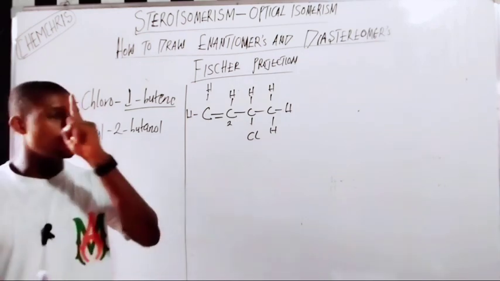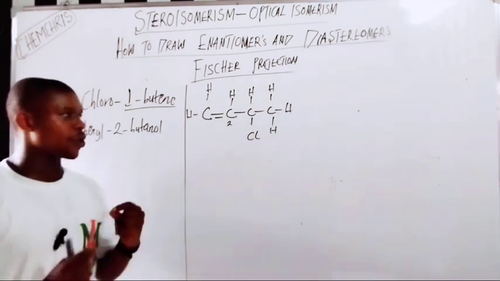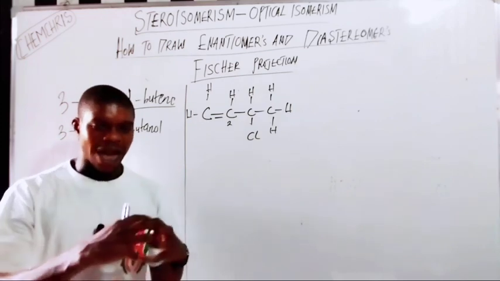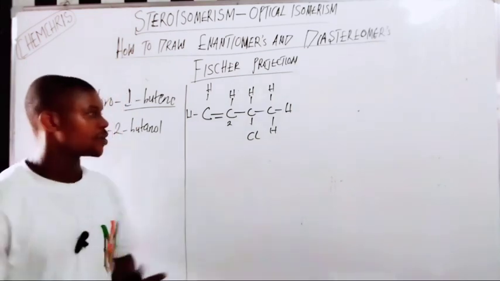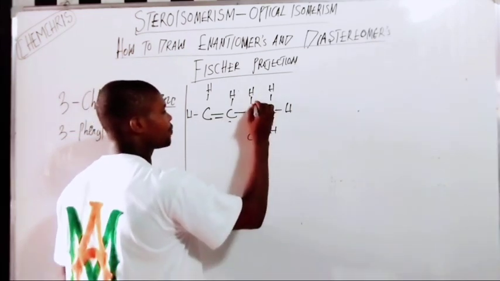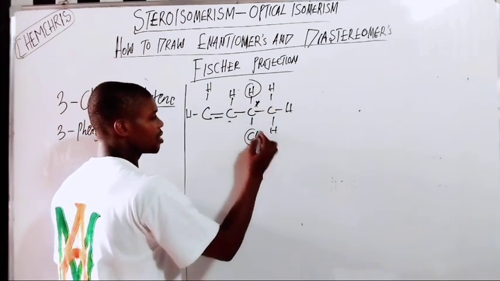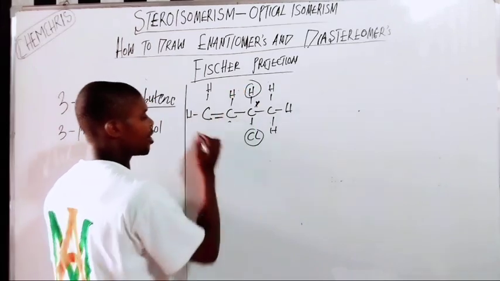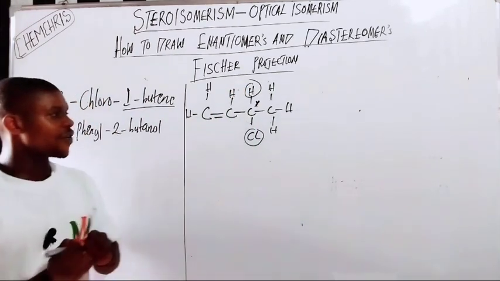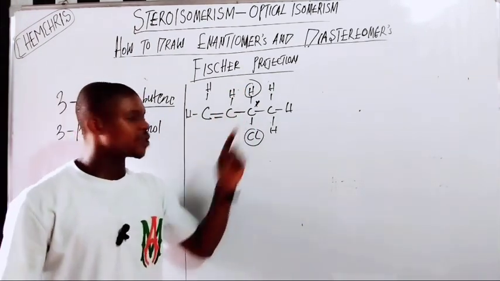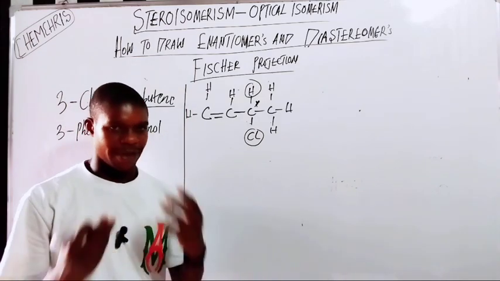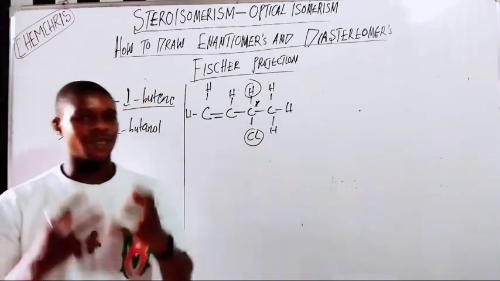Now, here we have only 1 chiral carbon. Do you understand? Because a chiral carbon is a carbon with 4 different groups. It is only this carbon that has 4 different groups, because here we have chlorine, Cl, and the other groups here. So if they ask you now, how many possible stereoisomers can we get from here?